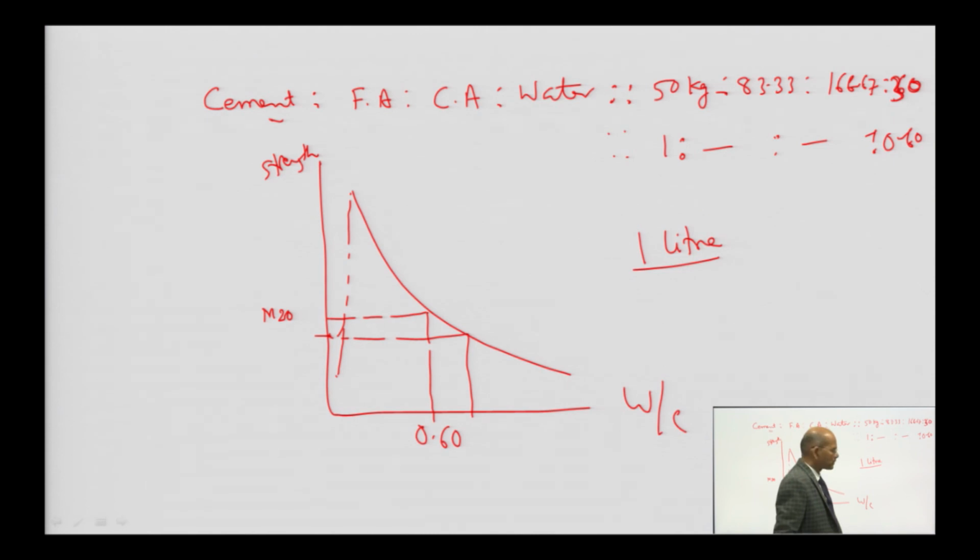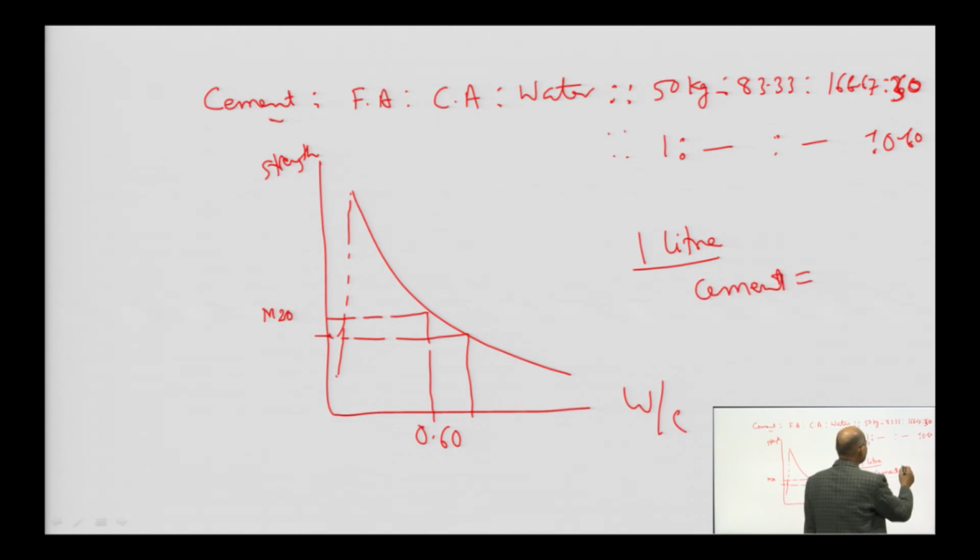Proportionately, you increase the amount of cement, keeping coarse aggregate and fine aggregate constant. So, say you are putting 1 liter of additional water for getting better workability. So, how much cement do we have to increase? 1 liter of water divided by 0.6 water cement ratio. So, that will become 1.33 kg of cement.